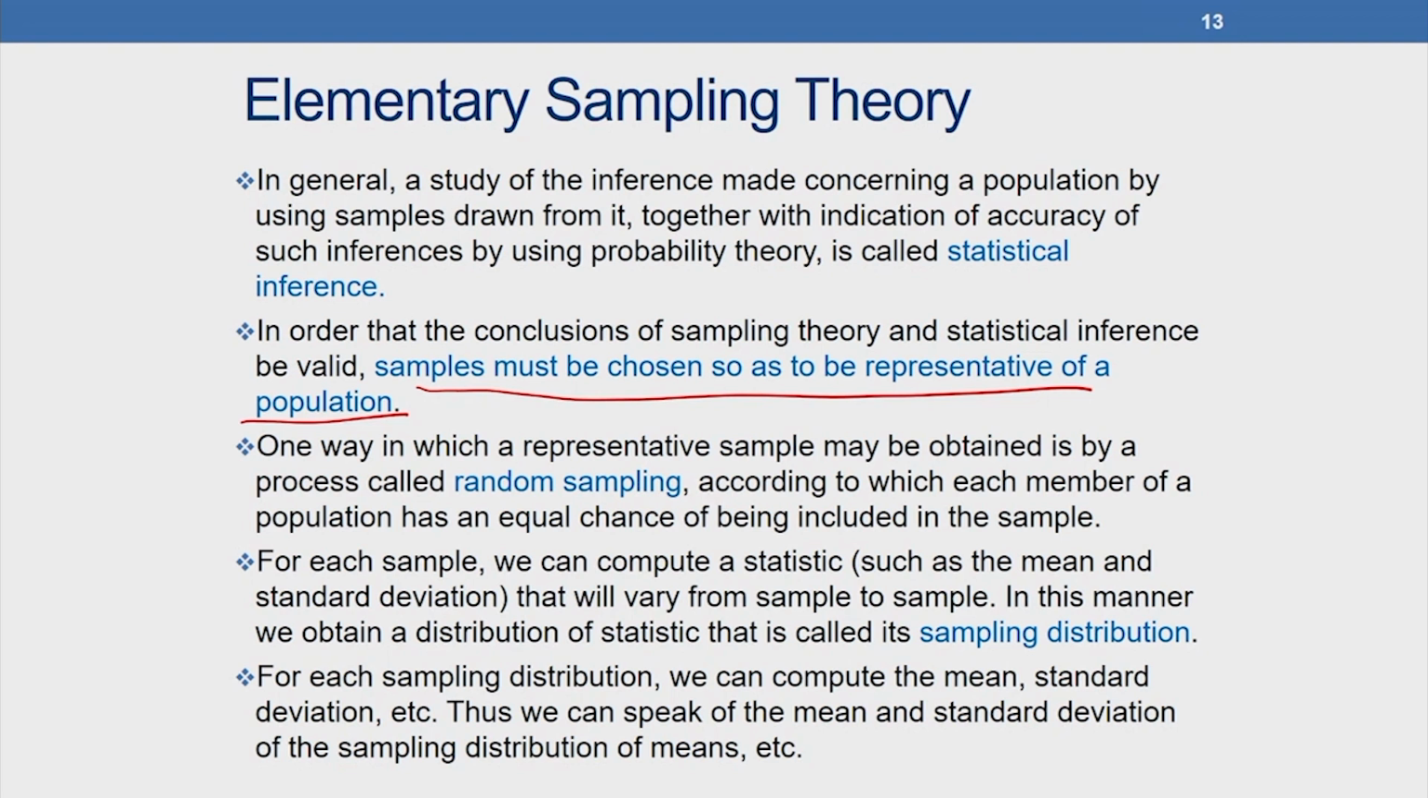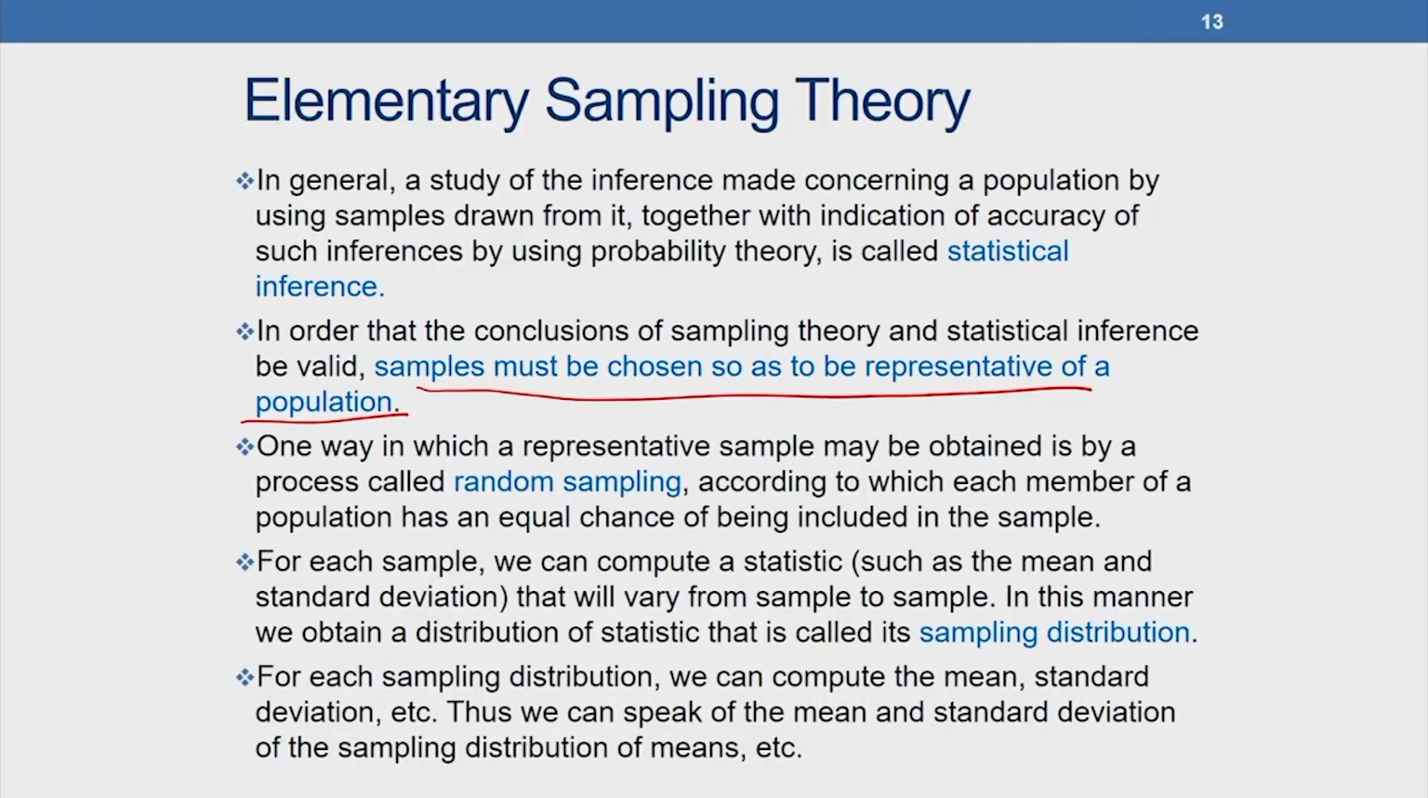For each sample, we can compute a statistic such as the mean and standard deviation that will vary from sample to sample, and in this manner we obtain a distribution of statistics that is called its sampling distribution. So, when we have a certain distribution and we compute certain statistics for different samples, the distribution of those statistics is called the sampling distribution. And for each sampling distribution, we can compute the mean, standard deviation and so on. So, we can speak of the mean and standard deviation of the sampling distribution of means and so on.